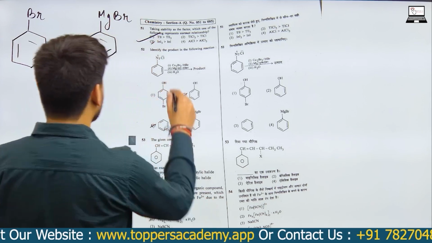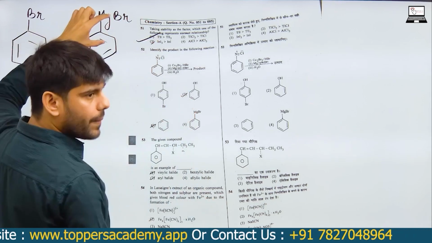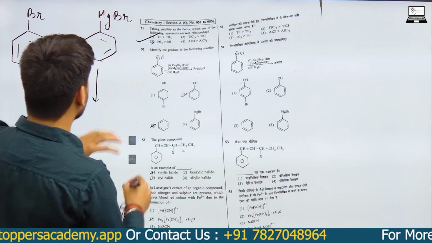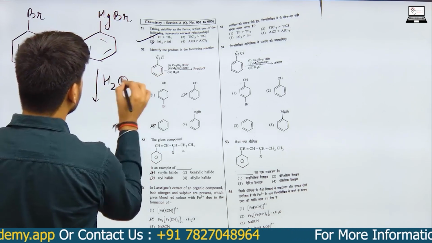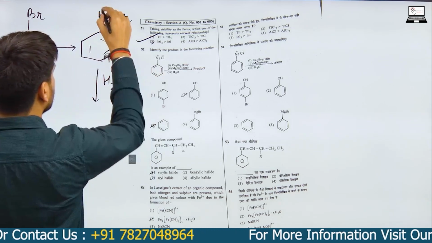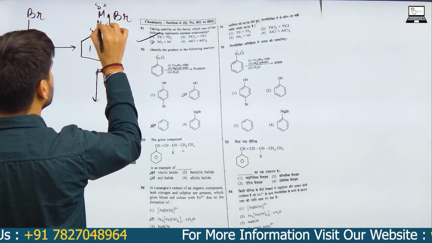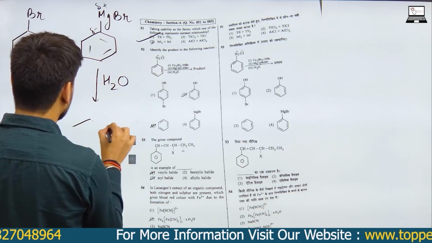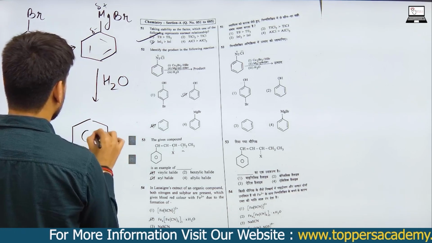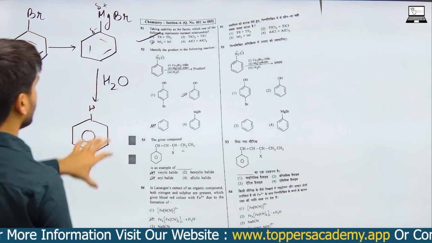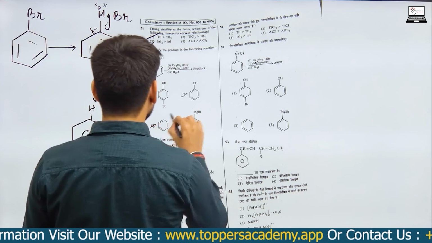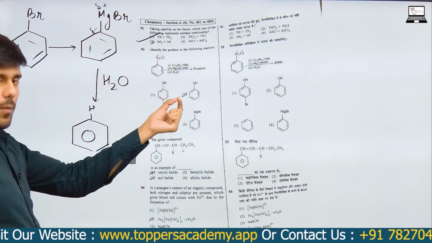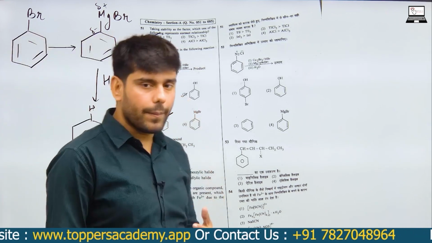Now, the third part is that this preparation of Grignard reagent is followed by hydrolysis. So after hydrolysis, you know what you get. This is the partial positive end, and this is the partial negative end. So what we get is simple benzene. So C is the right answer. Please do not go by the options which are ticked by the pen.